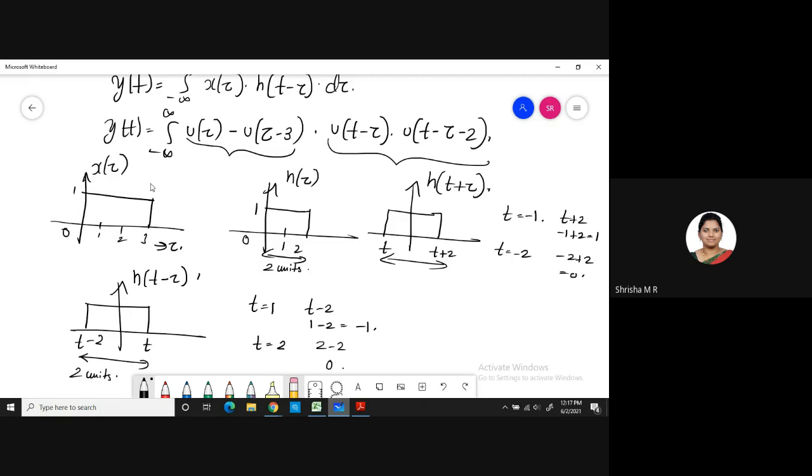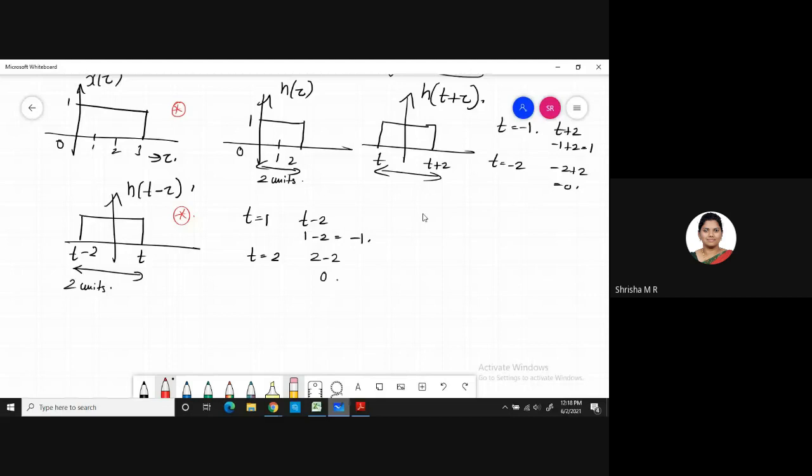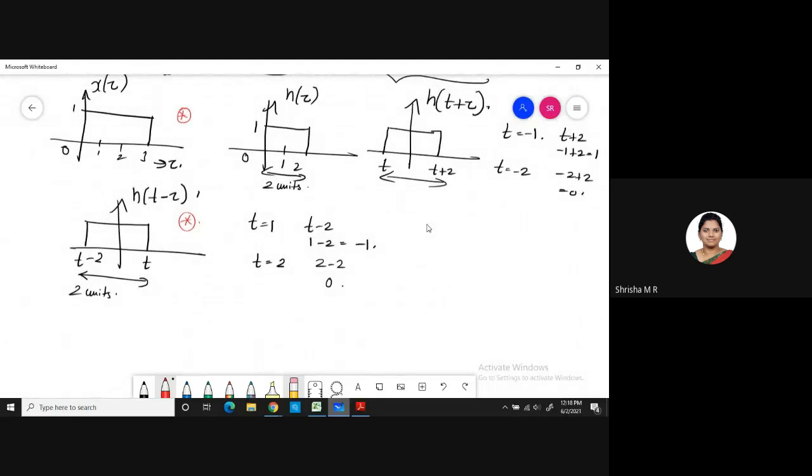So now let us start convolving those two signals. Both are finite signals, right? We have to fix one signal and vary the other signal. Let us fix x of tau and vary h of t minus tau. So convolution is fixing one waveform and varying the other waveform with respect to the first waveform. So let us see the convolution.